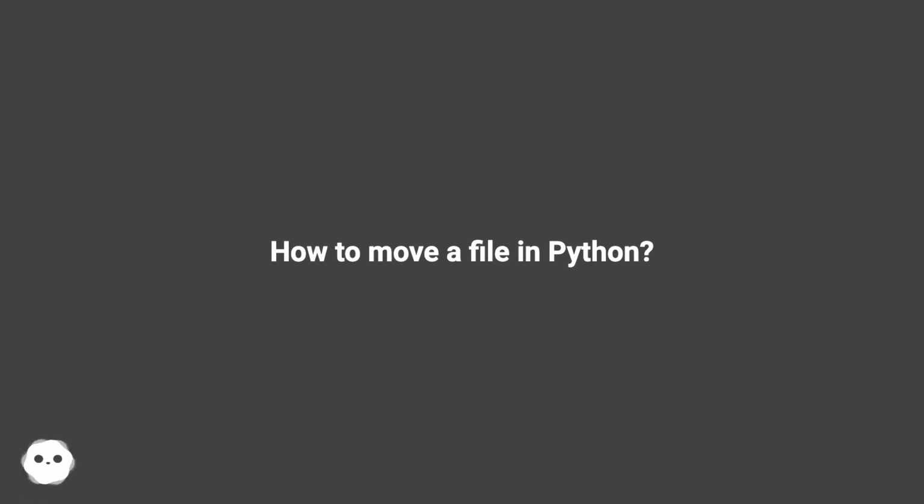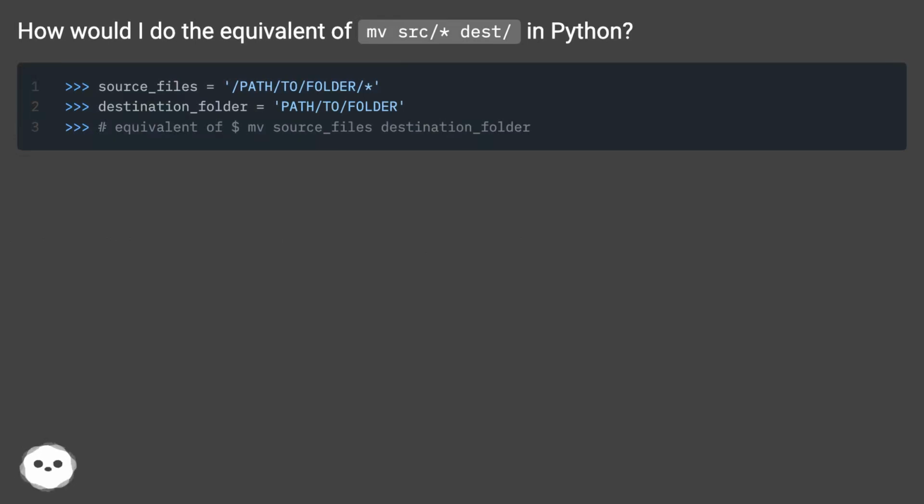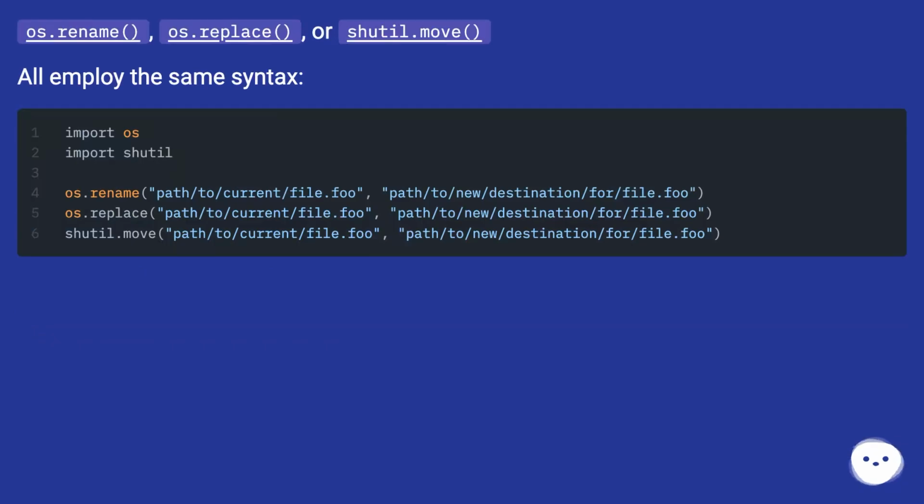How to move a file in Python. How would I do the equivalent of mv src/* dest/ in Python? Use os.rename, os.replace, or shutil.move. All employ the same syntax.